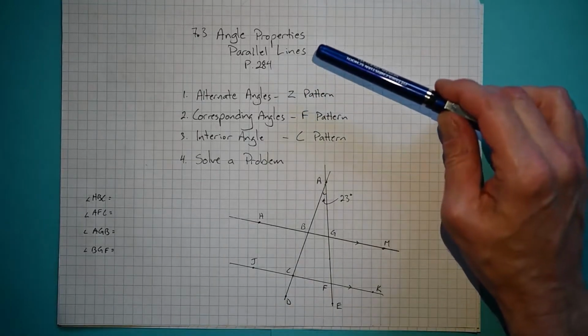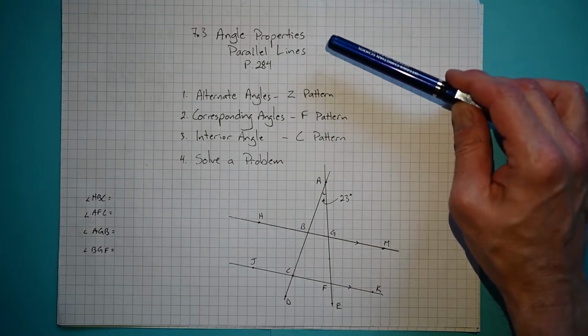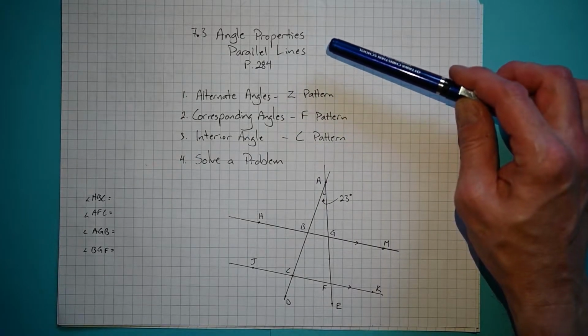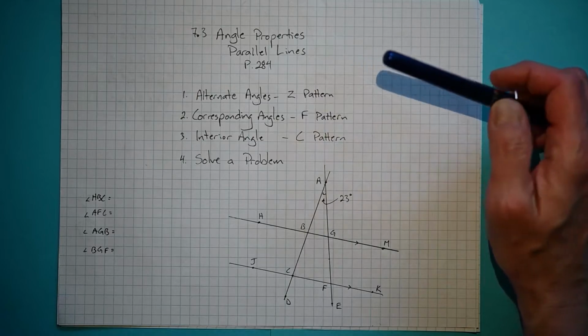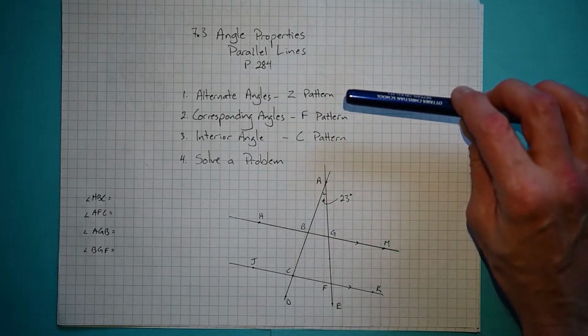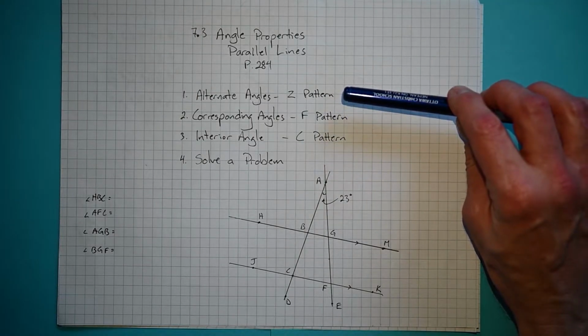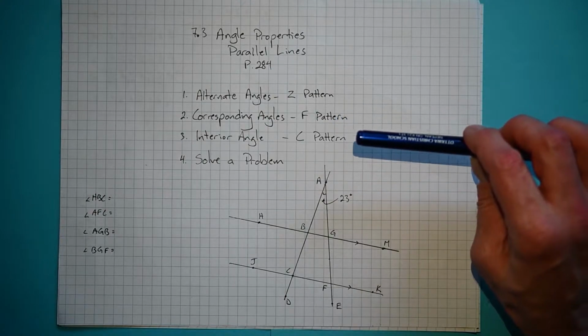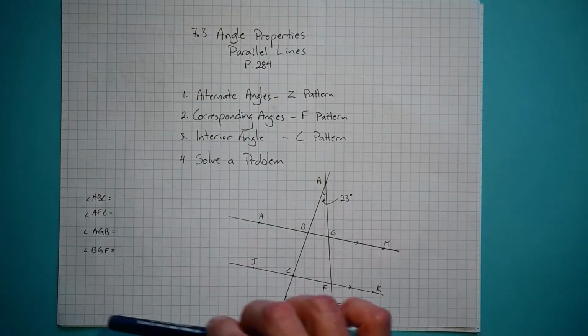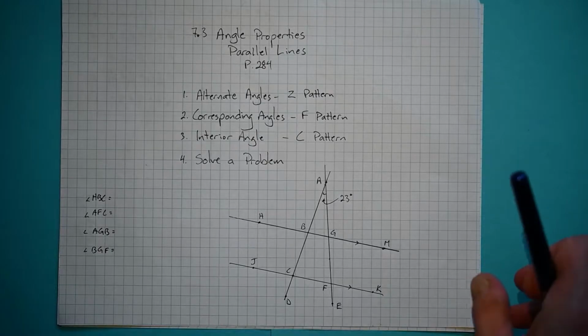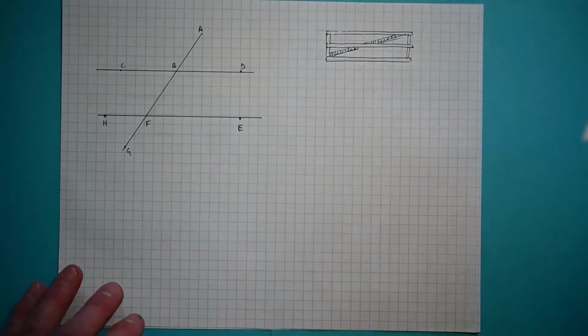We're going to be taking a look at the properties of angles that you get with parallel lines and a line that crosses them. Our lesson will look like this. We'll take a look at a relationship called alternate angles, then corresponding angles, then interior angles, and then we'll solve this problem together at the end. So let's move right into that.